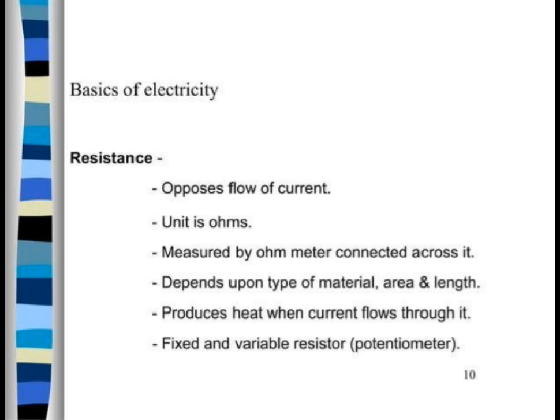Resistance is opposite flow of current. So, the unit for resistance is ohms. And it is measured by ohmmeter connected across it. It depends upon type of material, area, or length, kung unsa ka taas ang resistance sa tuwang mga devices. Resistance produces heat when current flows through it. Fixed and variable resistor.